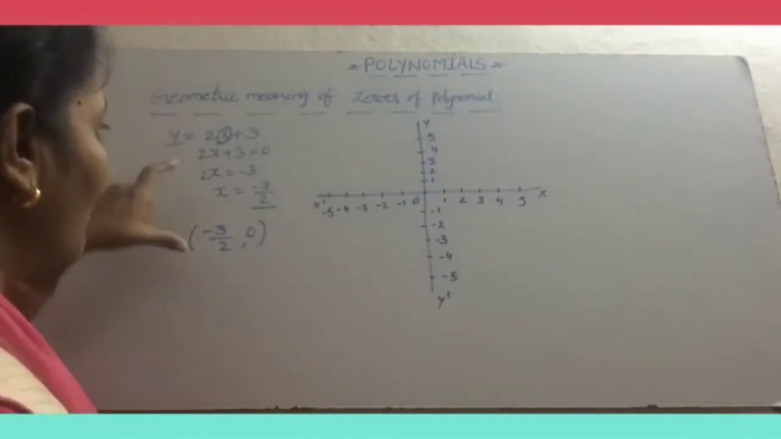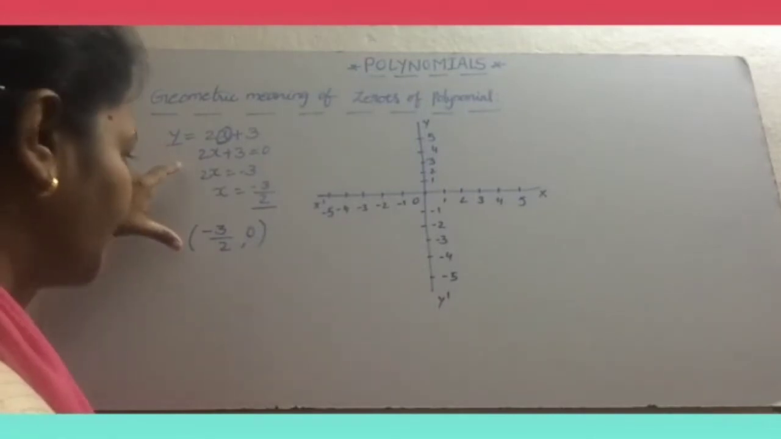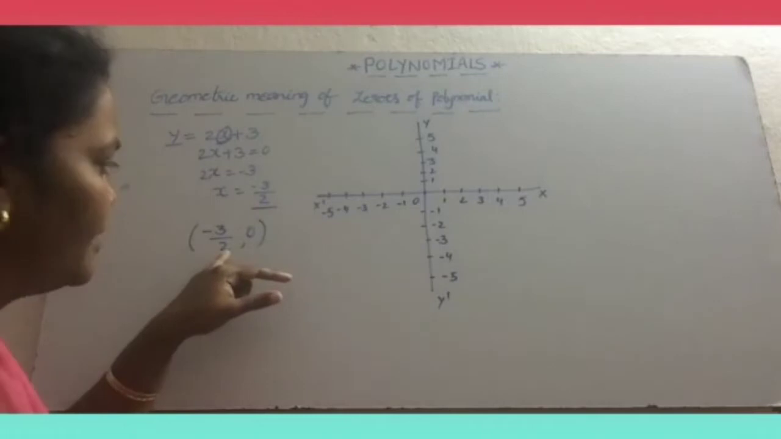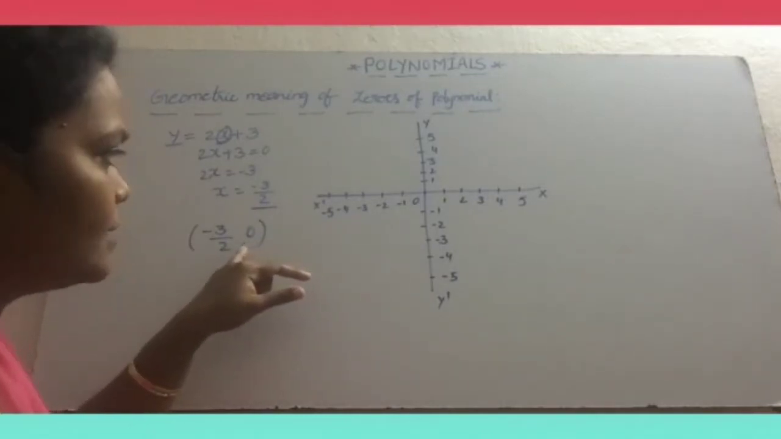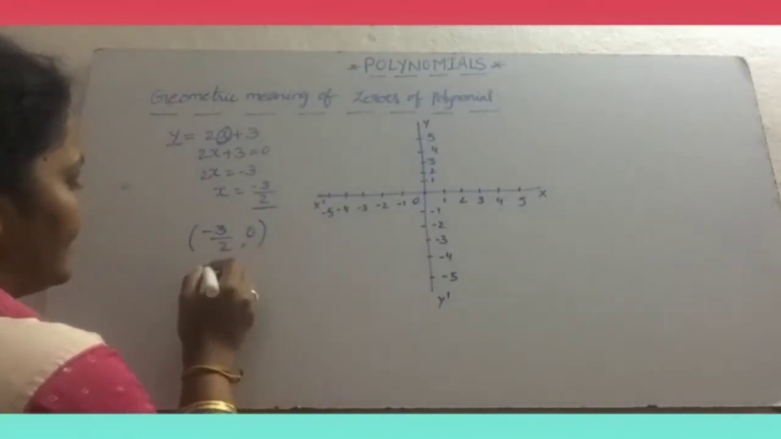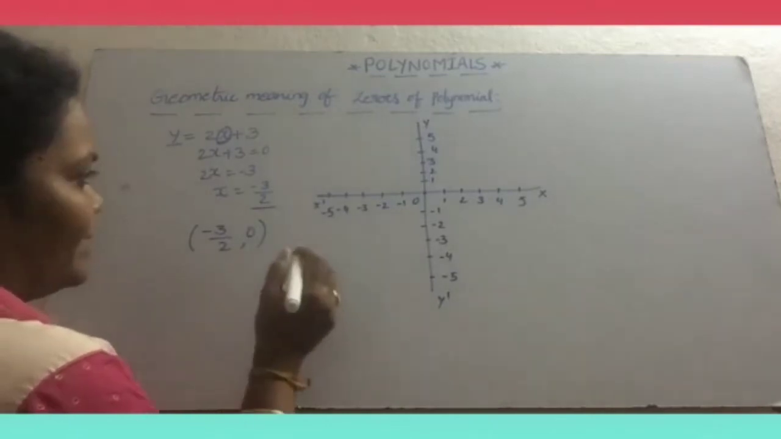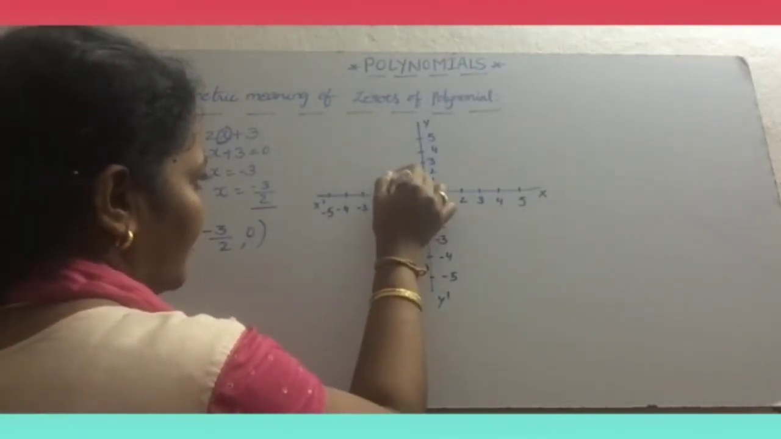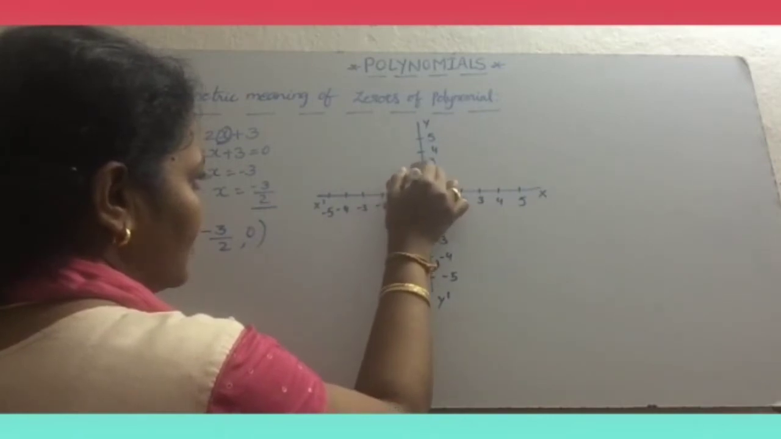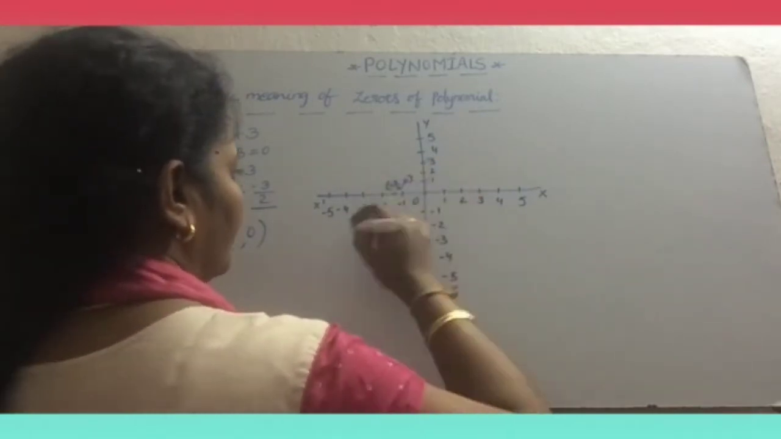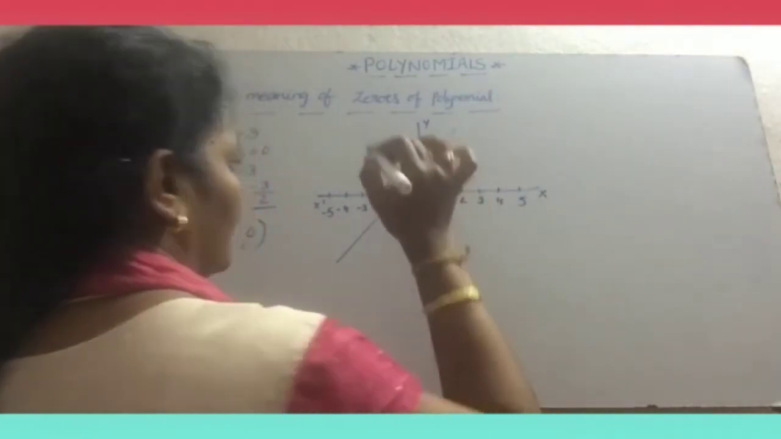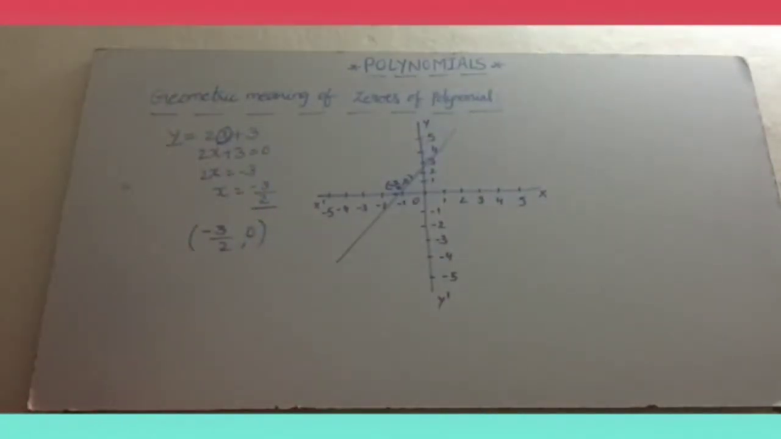If you draw the graph of this equation, here x is minus 3 by 2 and y is 0. That means minus 3 by 2 is somewhere beyond minus 1. Here we will get the point minus 3 by 2 comma 0. We plot the graph, and it gives a straight line.